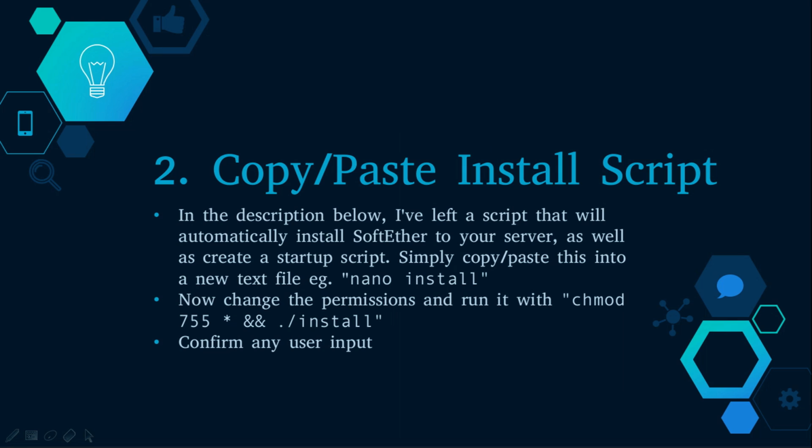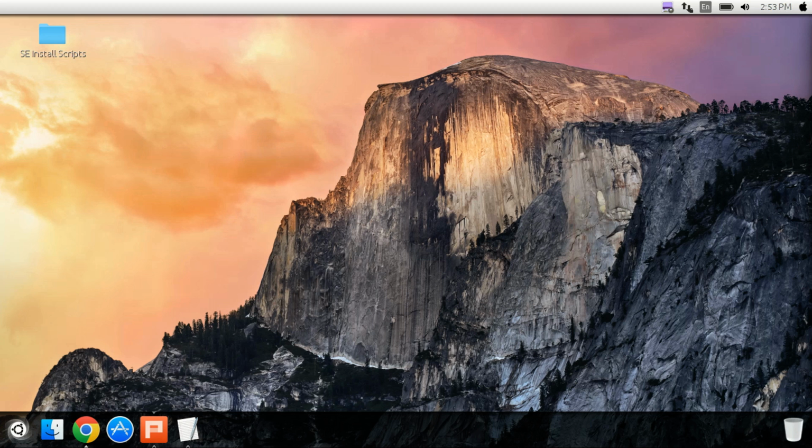So in the description below, I've left a script that will automatically install SoftEther to your server, as well as create a startup script. Simply copy and paste this into a new text file, for example, nano install, and then just simply right click into the terminal and it'll paste it, or if you're on Linux, you can do Control-Shift-V. Then, to run it, you just need to change permissions and type what you see on the screen, which is chmod 755 star and /install. Pretty simple. There is some user input that you might need to do, but I'm going to go ahead and show you this real fast.